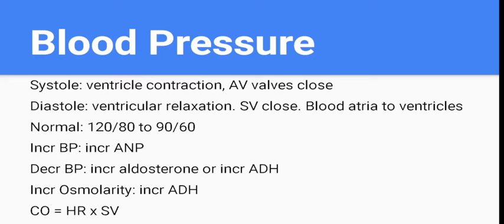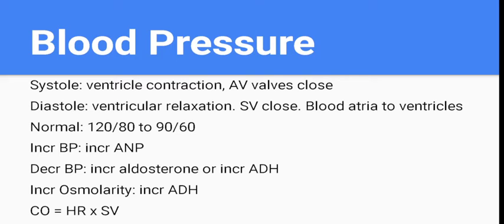Increase in BP leads to an increase in ANP. Decrease in BP leads to an increase in aldosterone or an increase in ADH. This basically causes you to absorb more salt, and water follows salt, so then you absorb more water, which increases your blood pressure overall. Increase in osmolarity also causes an increase in ADH.